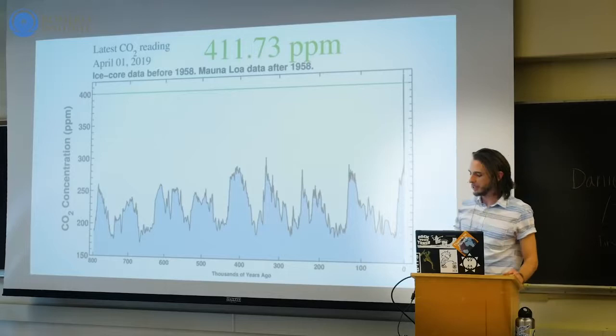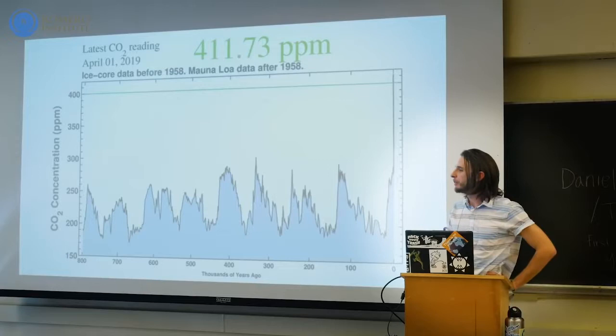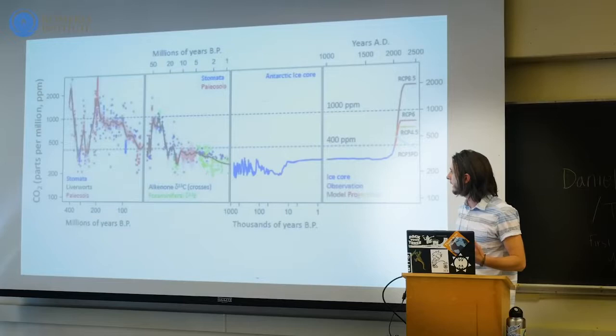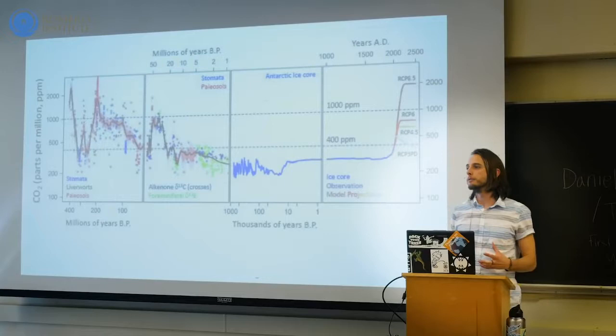But wait a minute, you say, what about millions of years ago? What was the Earth's climate like then? Well, first of all, the Earth's climate wasn't simply determined by carbon dioxide. There's a lot more going on than that. But we can still look back 400 million years using other types of proxy data, like borehole data. And yes, carbon dioxide levels in the atmosphere were higher 400 million years ago.